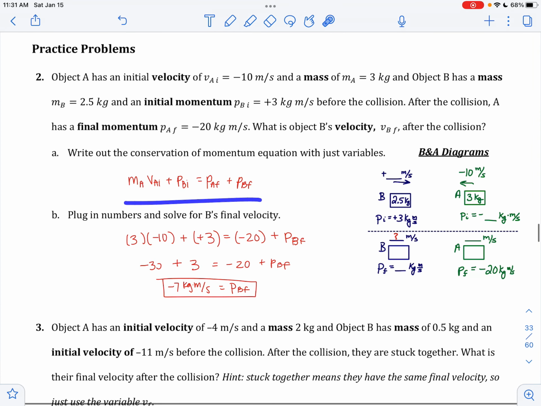Okay, the conservation of momentum equation is just the same. This time here we realized, hey, we're not going to have the initial momentum of A. Wait, hold on a second.